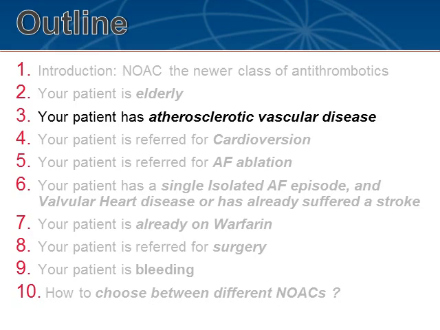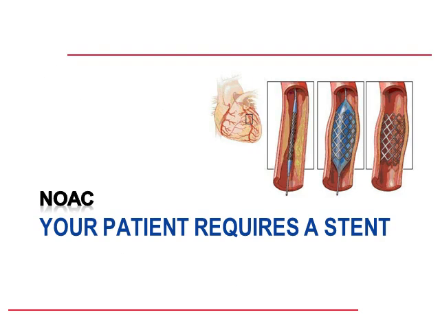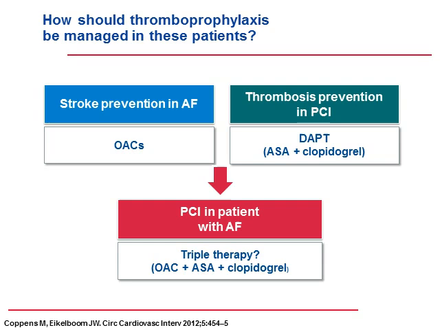The second important question: what about the patients with atherosclerotic disease? You know that atrial fibrillation is more prevalent in the aged patients, and so many have atherosclerotic vascular disease. The first issue is if your patient requires a stent, which is a problem. For thrombosis prevention in PCI patients, you need double antiplatelet therapy with aspirin and usually clopidogrel or another P2Y12 inhibitor. For stroke prevention in atrial fibrillation, you need oral anticoagulants.